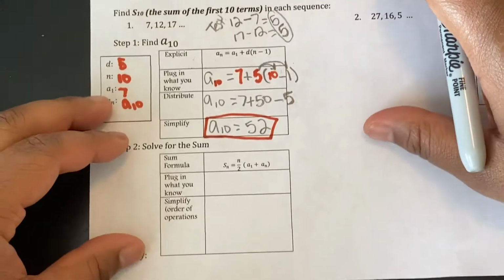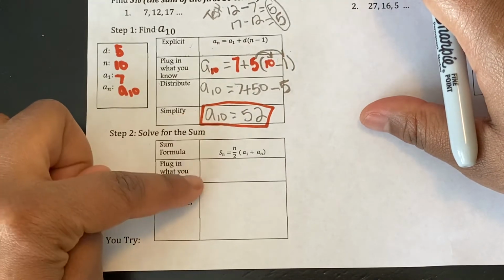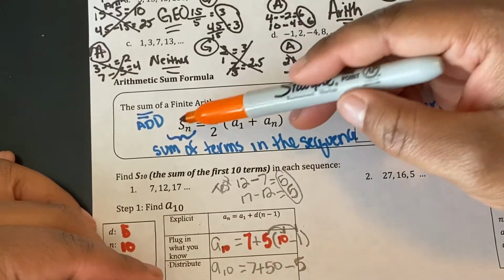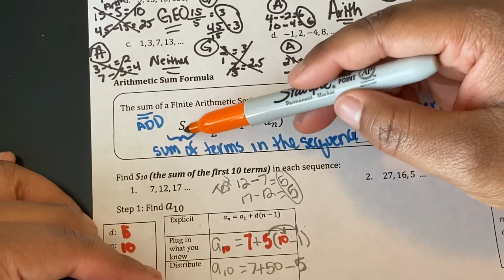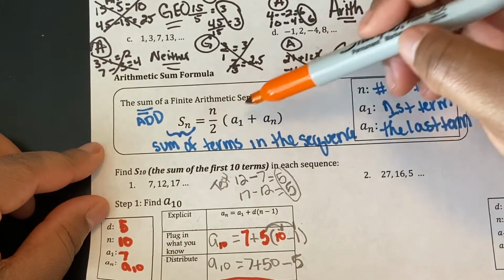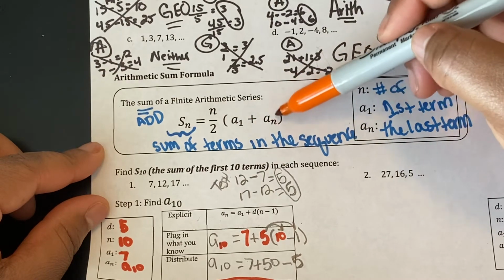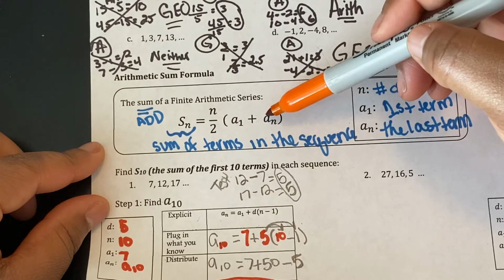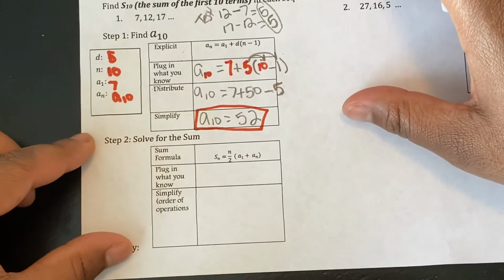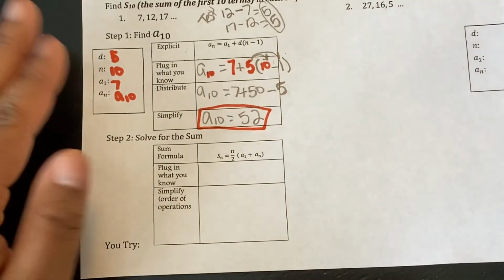So now we have to take that a sub 10 and plug it into our formula. Our formula says the sum of whatever term you're looking for equals the amount of terms divided by 2 times the first term plus the last term. So we're going to plug in everything we know. We know everything we need to know, so all we have to do is plug it in.